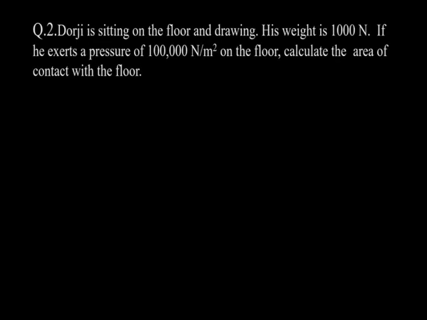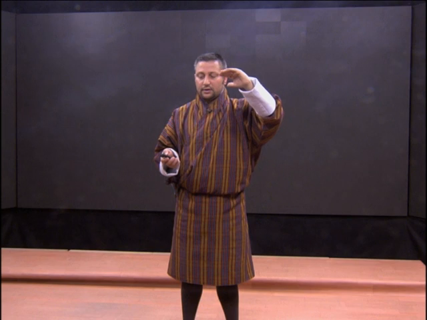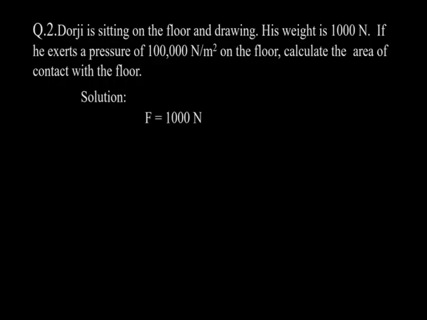Please look at the question. You are asked to find the area, not pressure. Remember that. As we have done before, let us note down the information given in the question. Force is weight. We have already seen that if a person is sitting on the floor or standing, the weight will be equal to the force. So, force here is 1000 Newton, and pressure is given as 100,000 Newton per meter square. What are we asked to find? Area. Area equals question mark.